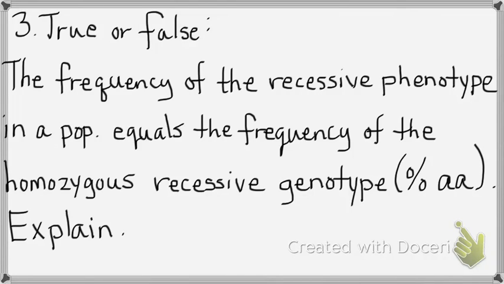Number 3 is a true or false. The frequency of the recessive phenotype, that means percent little a, in a population equals the frequency of the homozygous recessive genotype. Is that true or false? How often you find the recessive phenotype is equal to little a. Is that true or false?